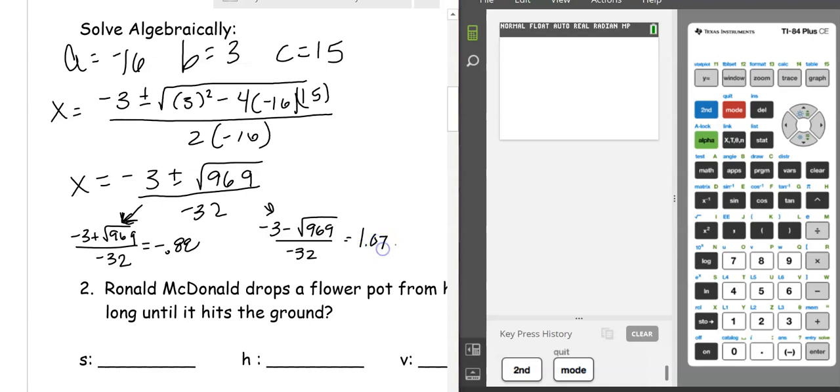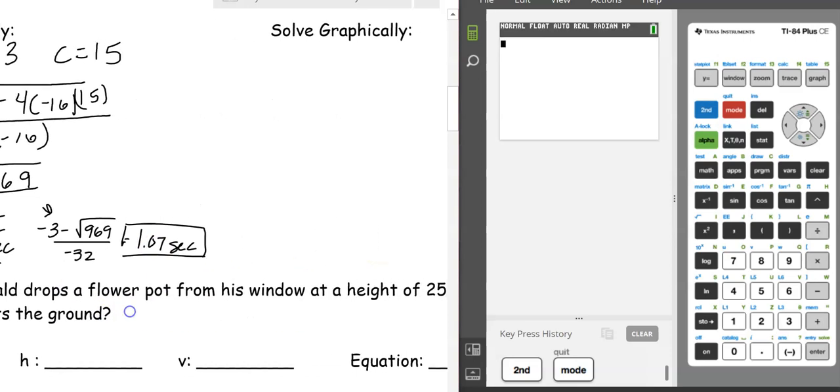1.07. Now since we are talking about actually diving on the diving board and we're talking about time, only this right here is going to be a possible solution, because you cannot have negative seconds. You cannot go back in time. So your final answer would be 1.07.